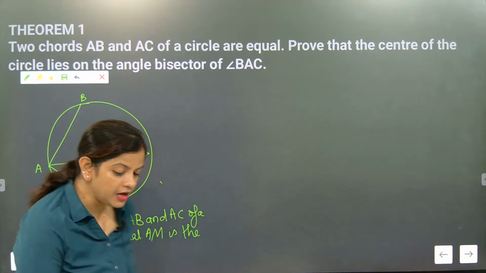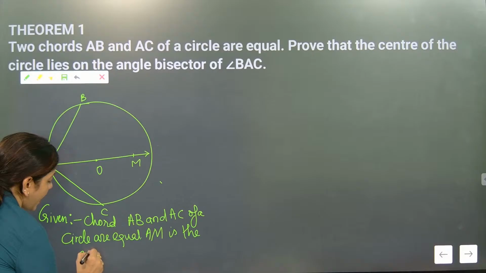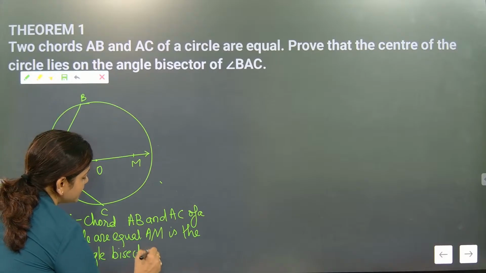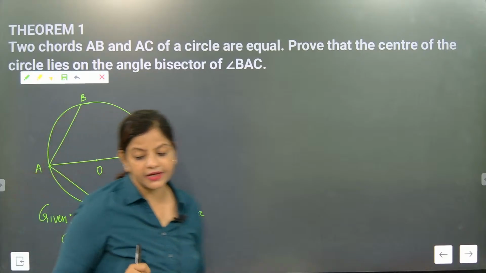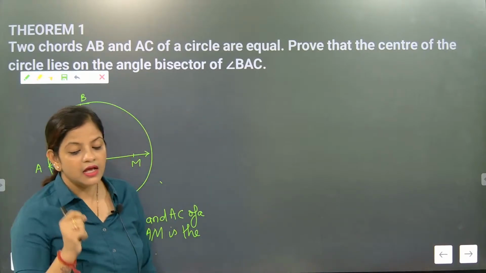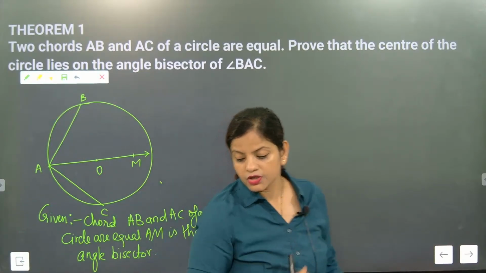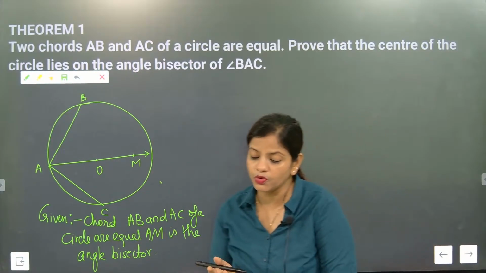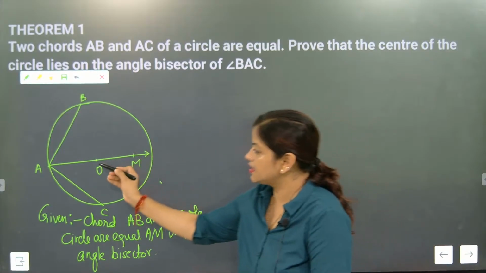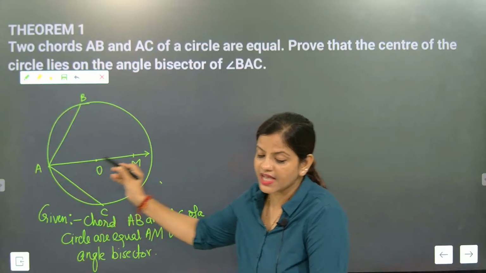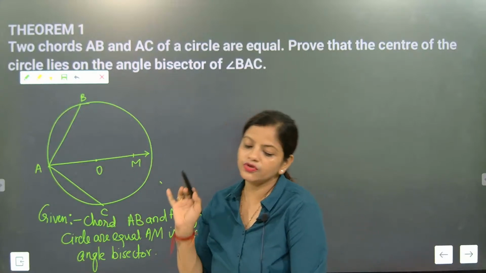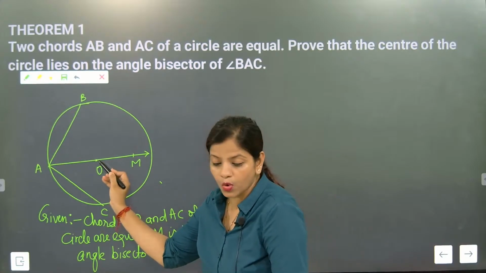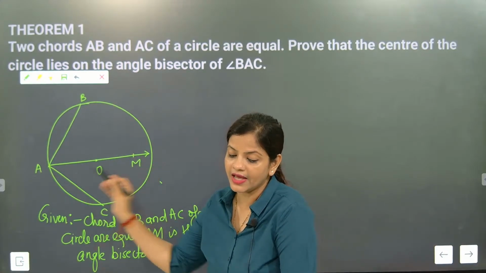What is AM, beta? AM is the angle bisector, which bisects the angle into two equal halves. Now what we need to prove is that the center of the circle must be on this angle bisector. Understood? So you need to prove here that the center of the circle, O, must lie on AM.